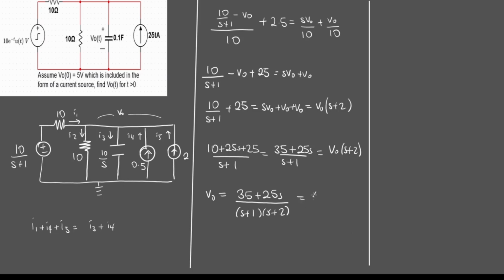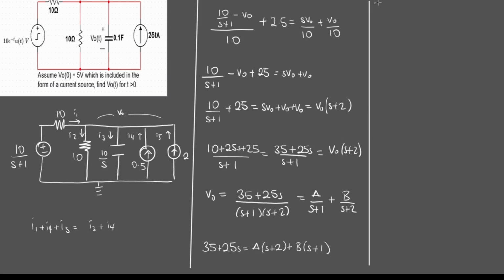So that's going to be A over S plus 1 plus B over S plus 2. Okay, you don't have to expand the brackets. The point of partial fractions is to factorize it as much as you can. So where you'd normally be tempted to multiply this out, just leave it that way. So we're going to clear the denominator here. So that's going to be 35 plus 25S. It's going to equal A into S plus 2 plus B into S plus 1. And we're going to do the same thing we did for the last question.